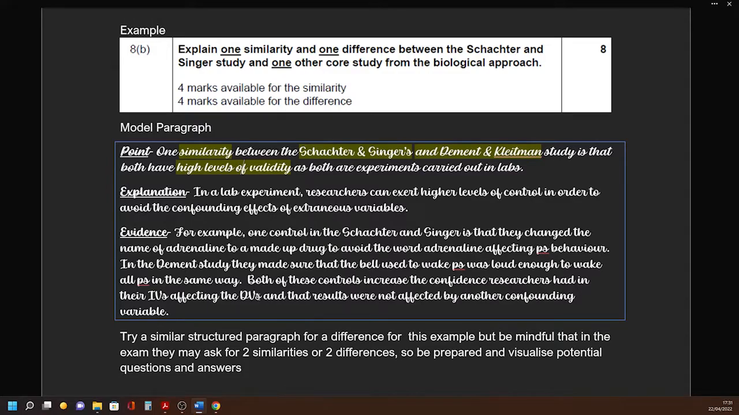So try a similar structure paragraph for a difference for this specific example, but be mindful that in the exam you may be asked for 2 similarities or 2 differences. So be prepared and visualize potential questions and answers. I think visualization exercises, with so little time before the exam, are quite useful.